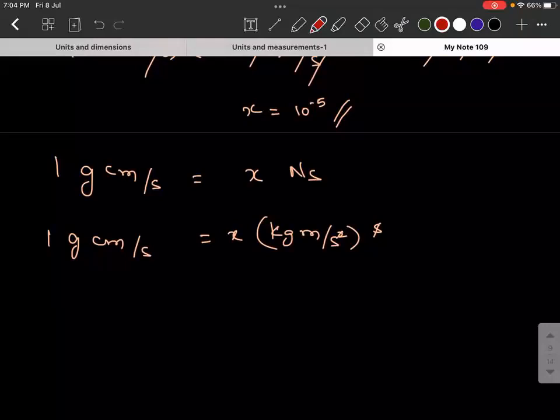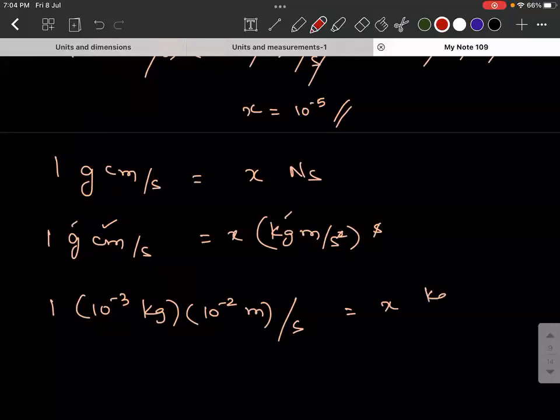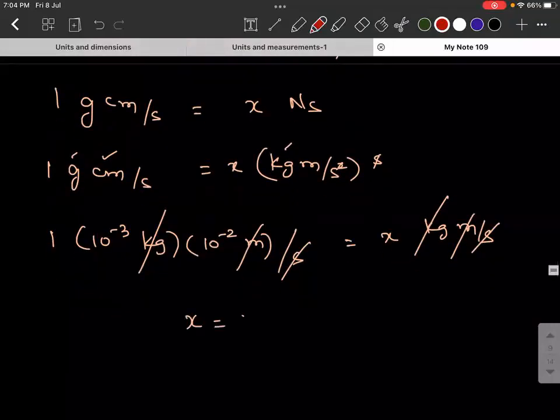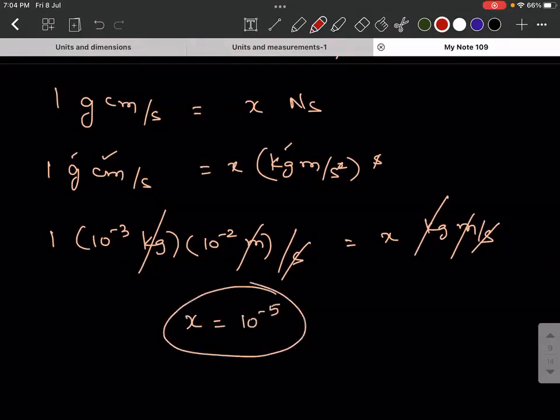So what I did is gram, I tried to write it in terms of kilogram. 1 gram is 10 power minus 3 kilogram. 1 centimeter is 10 power minus 2 meter. Second is left as it is, equal to x into kilogram meter per second. So kilogram and kilogram are lost, meter and meter are lost, second and second are lost. So x will be equal to 10 power minus 2. It's a faster way to solve.